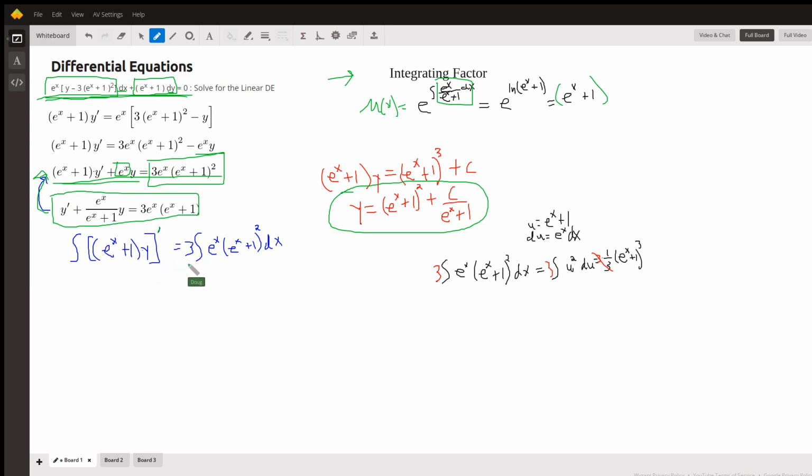And over here on the right-hand side, we can use u substitution, which I've done down here. I'll let you look that over, but you get e to the x plus 1 cubed. So that's where we are now. Divide every term by e to the x plus 1, and you've solved for y. So there's your solution right there.